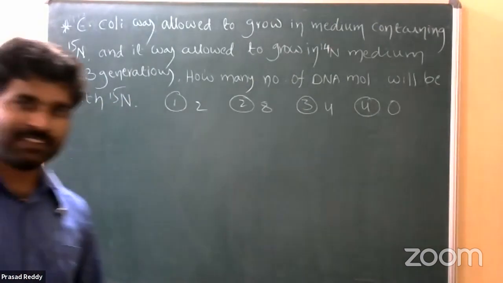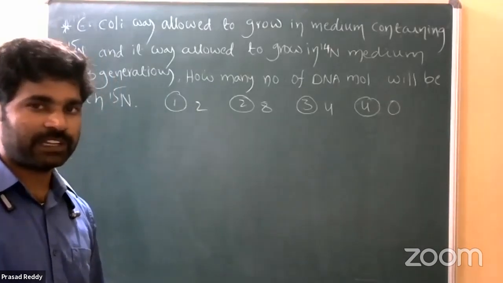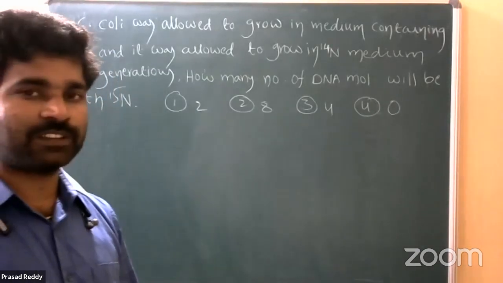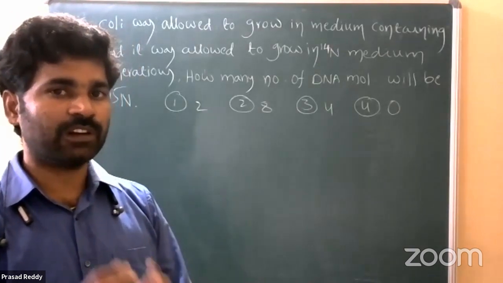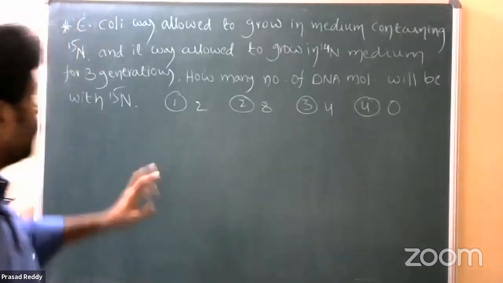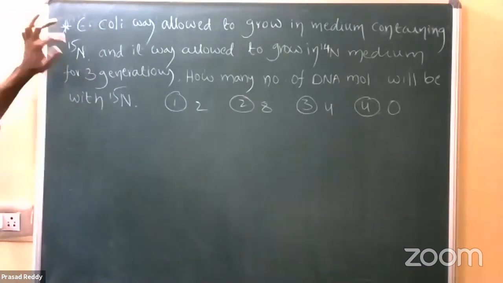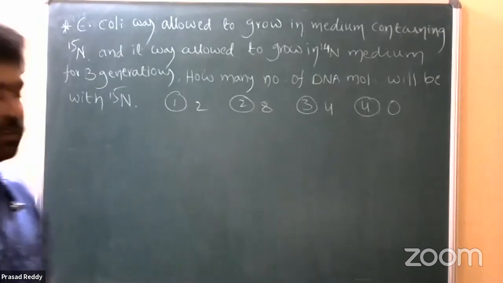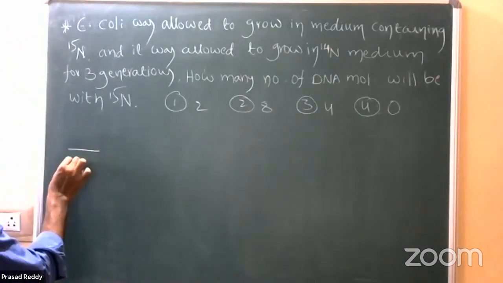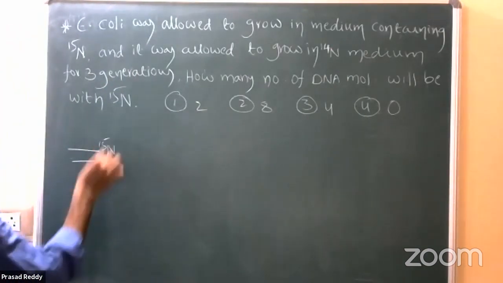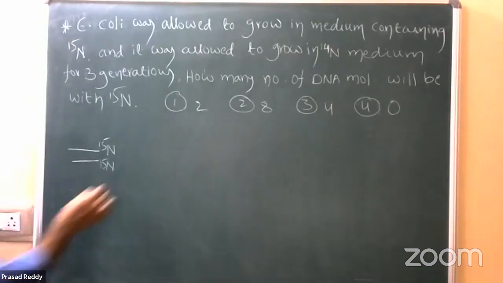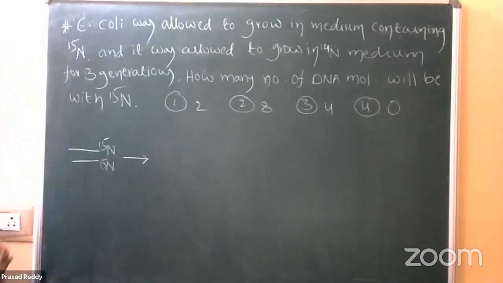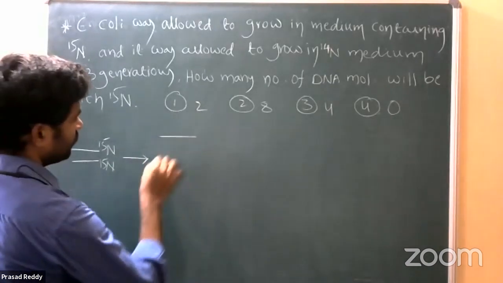Why? Because you can take any generation after the first generation, either second, third or fourth generation. The hybrid DNA molecules are constant. Those hybrid DNA molecules consist of one N15 strand, and the remaining strands are N14 only. So check it once. Allowed to grow in N14 medium for 3 generations.